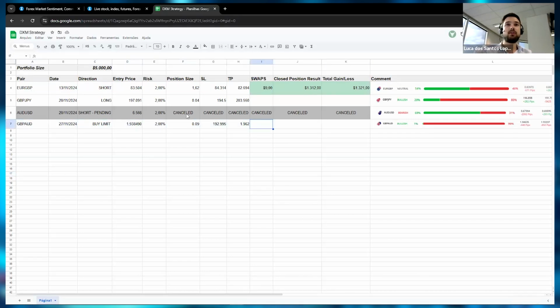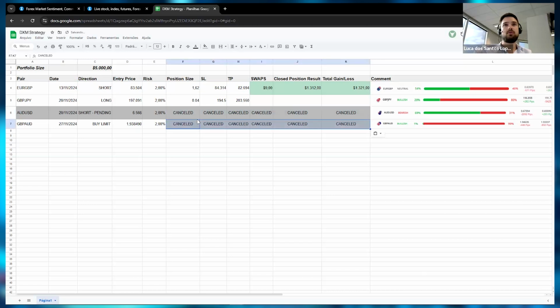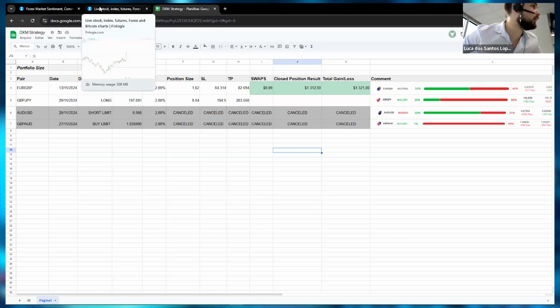So again, this was cancelled. That was a pending order as well, a sell limit on this one, sorry. And then this one was a buy limit as well. So interesting, it didn't work out. There's maybe something with our strategy that is not working the way it should, because we already got two trades cancelled because we didn't get filled on the order. So there's something that we should change.